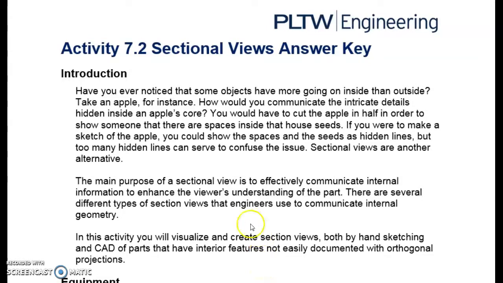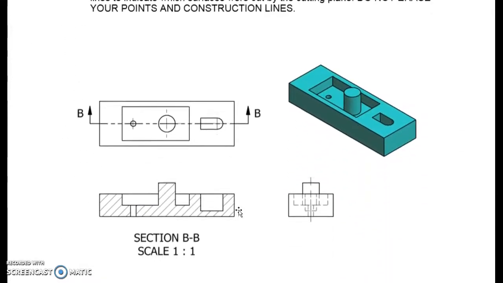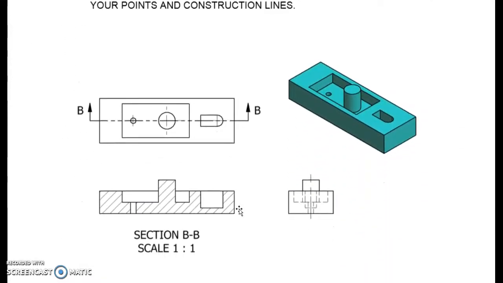Sectional views are drawings that allow the viewer of the drawing, whoever the machinist is who is going to be manufacturing the part, to see the part in such a fashion that the part will not have any hidden lines. In order to create a section view, right here, this would be the top view of this part.